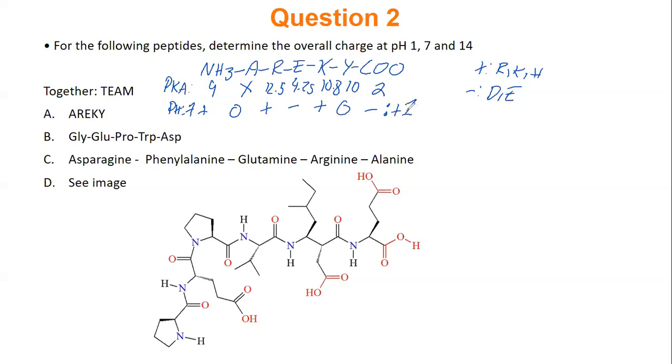And what you'll notice when you start to do this too, is at a pH of 7, you can ignore the termini because they always cancel each other out. You always have a positive terminus and a negative terminus. So all you care about are the amino acids.